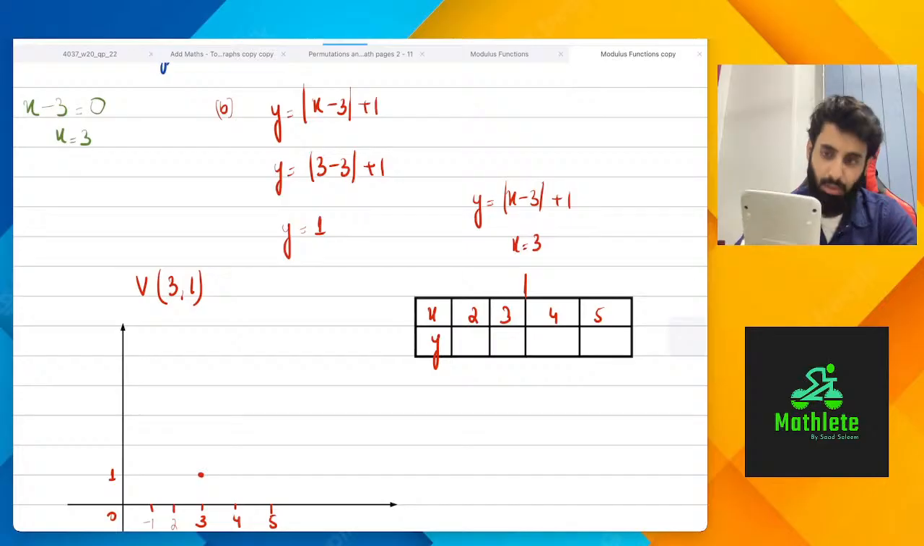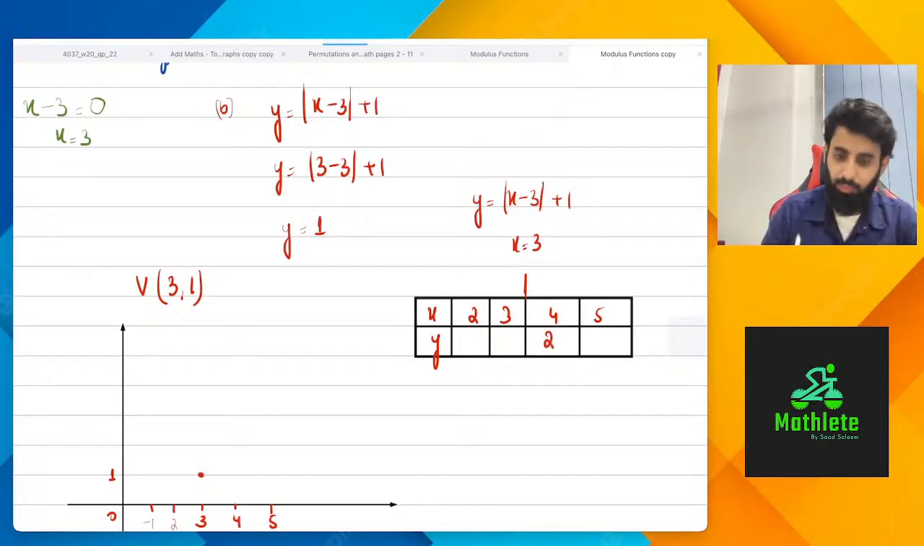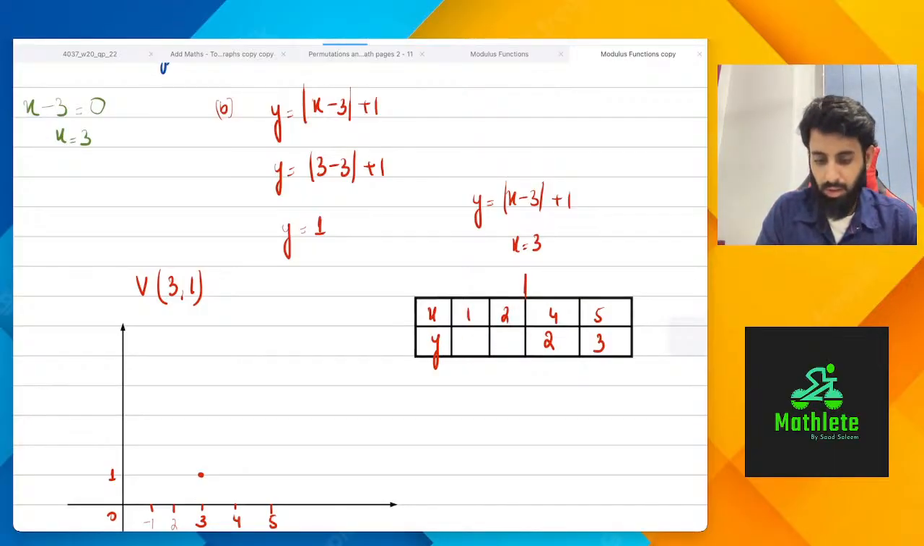So 4 minus 3, plus 1 gives me 2. Let's plug in 5. So 5 minus 3, plus 1 gives me 3. Let's plug in 2. 2 minus 3 gives us 2 again. Let's plug in 3. 3 gives us 1. Actually, I just realized that we only had to plug in 2 and 1, because we already know that the x coordinate of the vertex is 3. So at 2 we get 2, and at 1 we get 3.